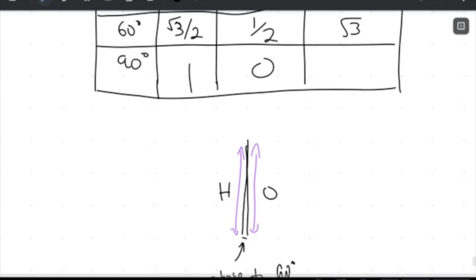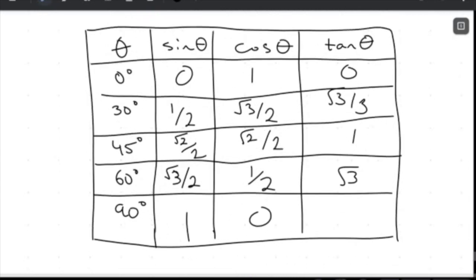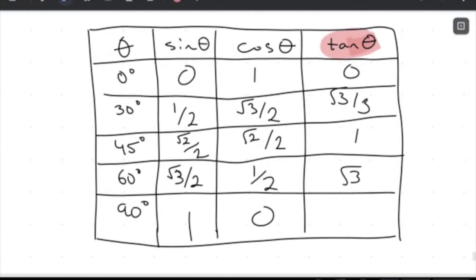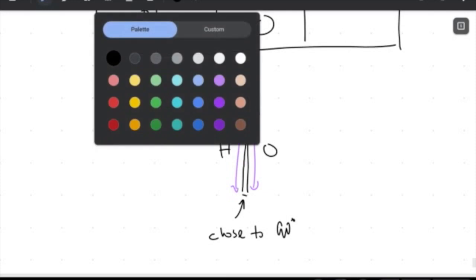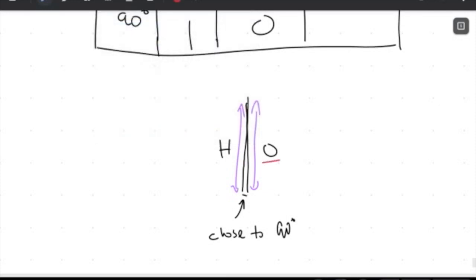Now let's look at one more thing, and this is the weird one. We're going to look at what happens for tan of 90 degrees. Now, tan is the ratio between the opposite and the adjacent. Let's underline that one too.